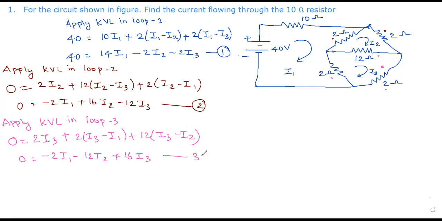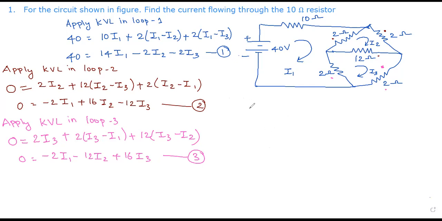So this is equation number 3. Now by solving these 3 equations, equation number 1, 2, and 3, you will get your currents I1, I2, I3. Based on that, we can calculate anything asked in the question. Now you have to apply Cramer's rule to calculate del 1, del 2, del 3, so that you can calculate I1, I2, I3.